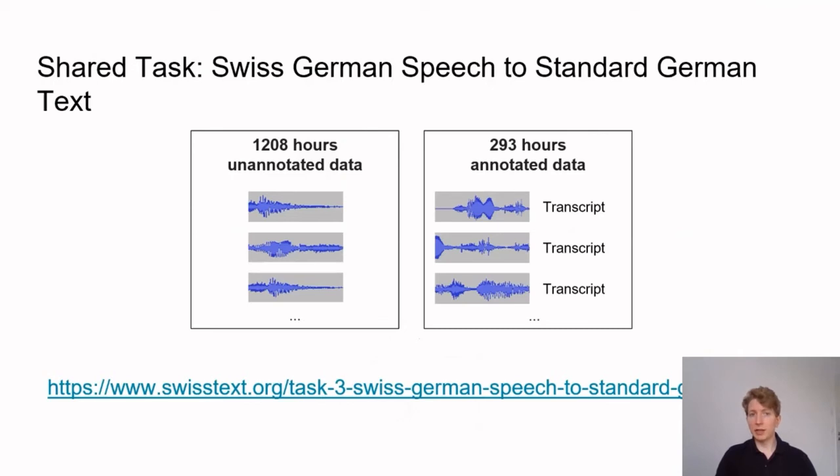Now, to facilitate the development of semi-supervised methods for Swiss German speech to standard German text, there was a shared task on this topic at this year's Swiss Text Conference. The goal was to train Swiss German speech to text systems using large amounts of unlabeled data, in total 1,208 hours, and a relatively small amount of 283 hours of annotated data. We are very happy that this year we had many participants with very interesting and innovative approaches. If you weren't able to attend the workshop, you can still read the system descriptions in the proceedings.